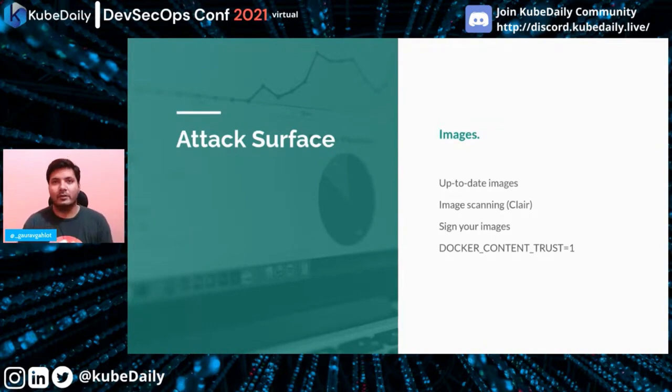Image scanning is really important. If you're using someone else's built Docker images, it's really important that you ensure that those images do not have any kind of vulnerabilities. How can you do it? You can use open source tools like Clair. You can run an instance of Clair and scan your images with it. I've not used it myself, but as far as I know, it gives you a report of the vulnerabilities that your image has.